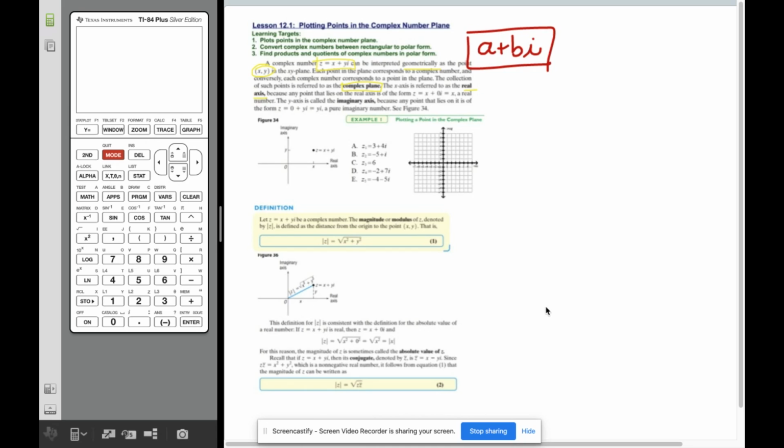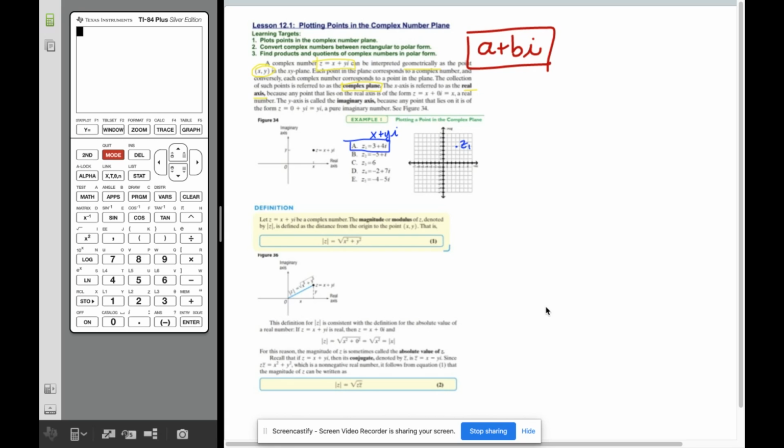So if you wanted to graph a particular point, for example 3 plus 4i, you would label the 3 as the x and the 4 as the y, so x plus yi. You go 3 to the right and 4 up, and that point would be labeled, in this case, as z1. Z is typically the name of a point based on a complex number on the complex plane.